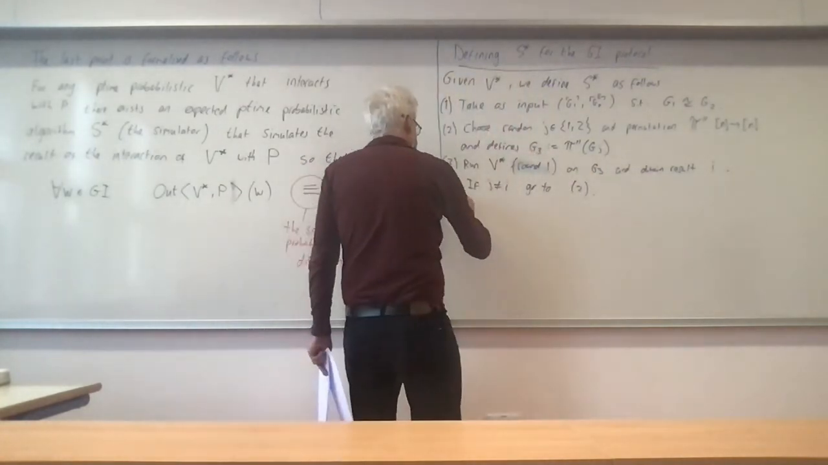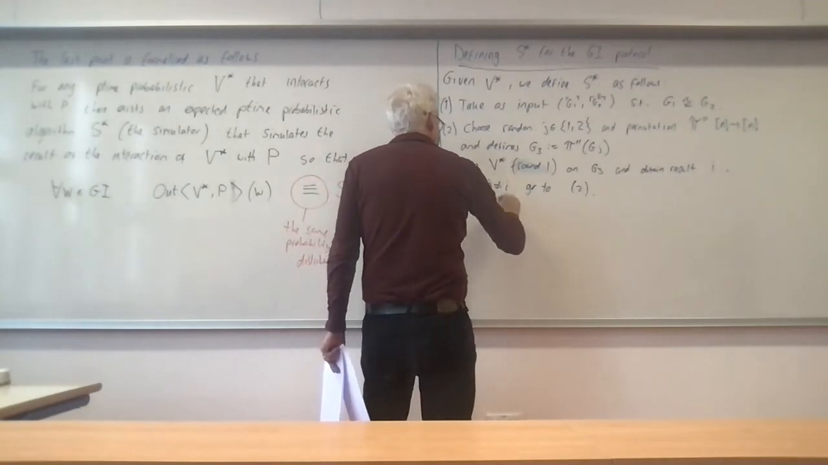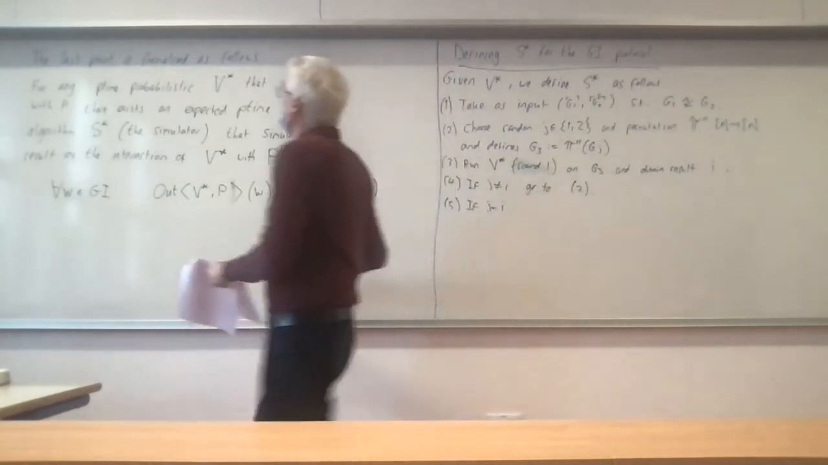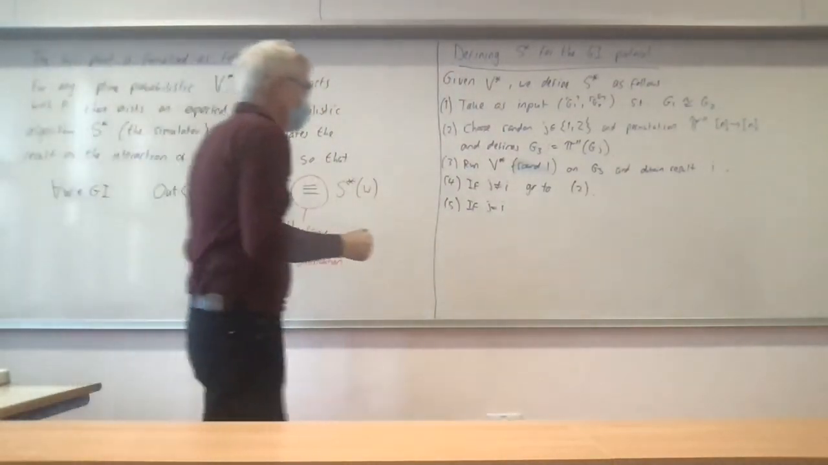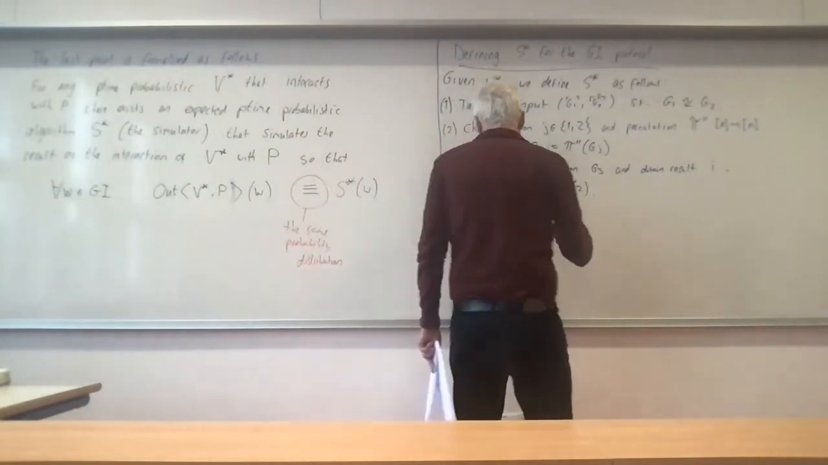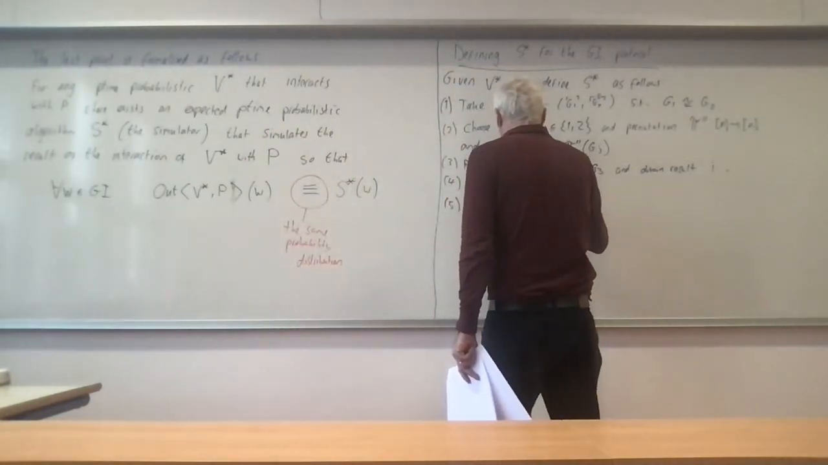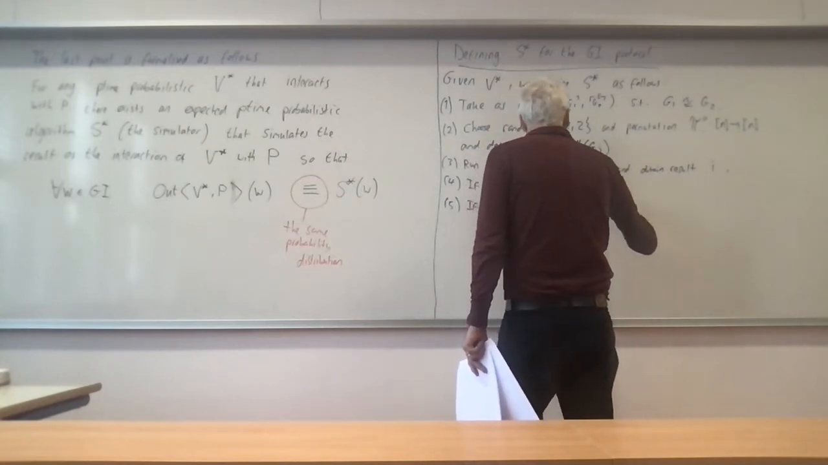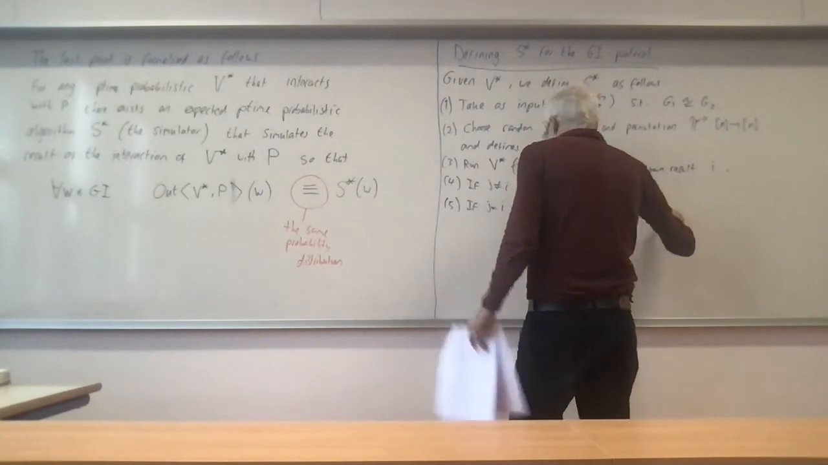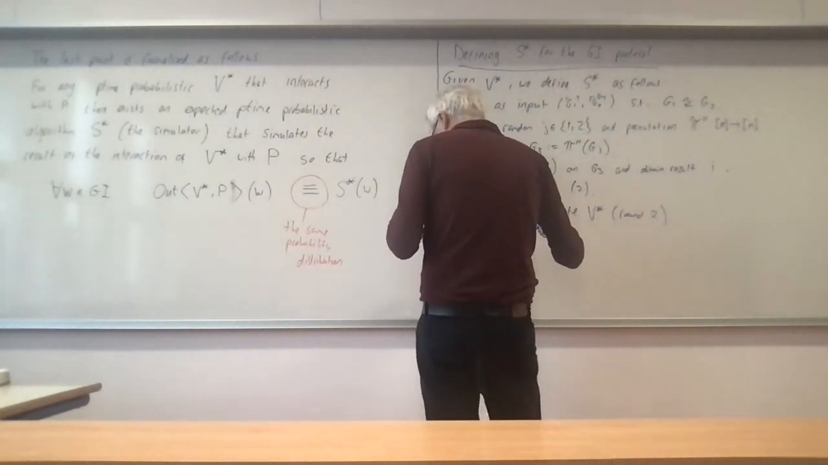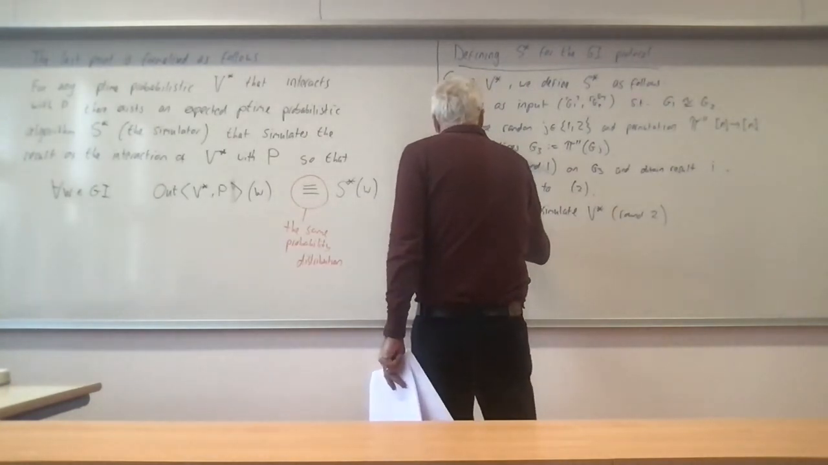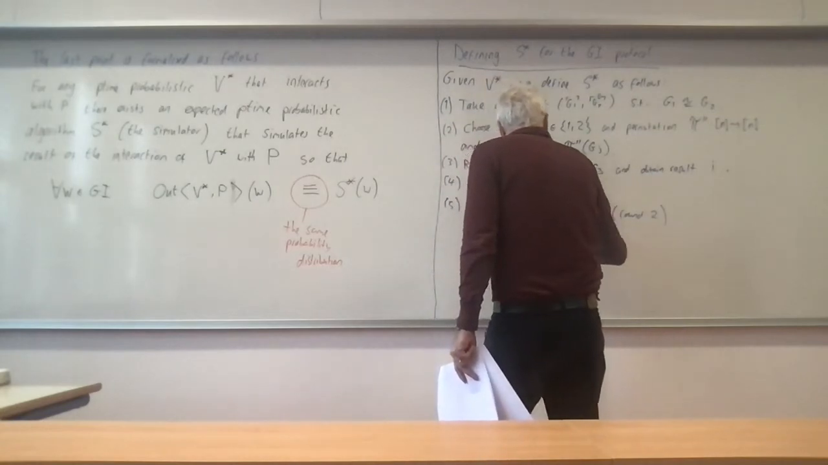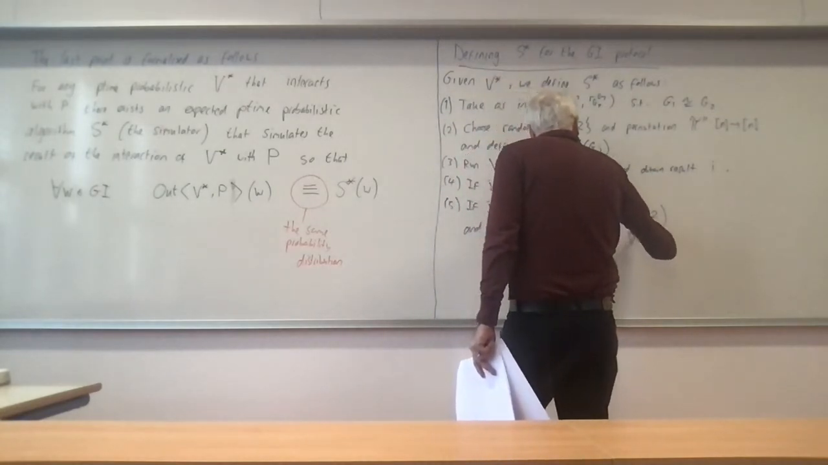But otherwise, if J equals I, then we simulate round 2 of V2 and return, which will either accept or reject, and return that as the result. So then simulate V star round 2 and accept or reject, following what V star does.